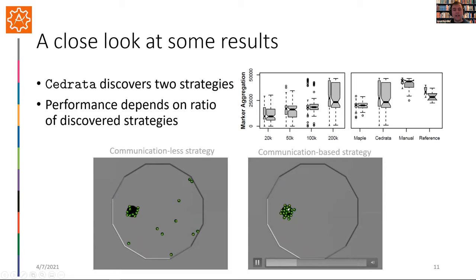So if we compare this then against the design by the experts, we see that they come up with similar solutions. So they perform similarly well as the communication-based strategy discovered by Cedrata. And Maple, which does not have access to communication and therefore relies on the communication-less strategy, is about as good as the communication-less strategy discovered by Cedrata. So it seems that Cedrata is able to make use of its module in a satisfactory way.